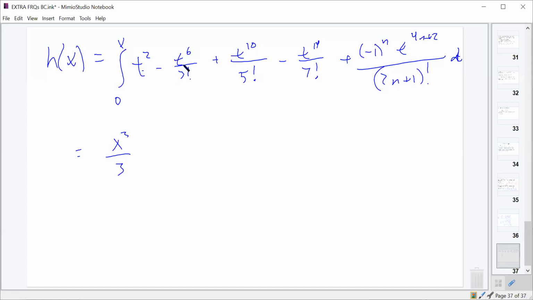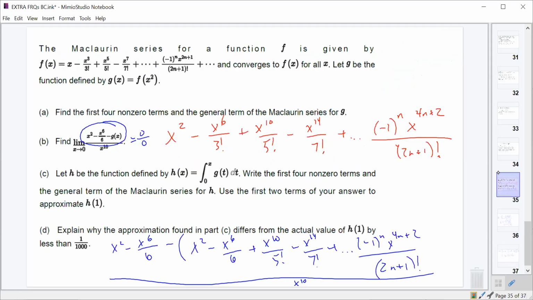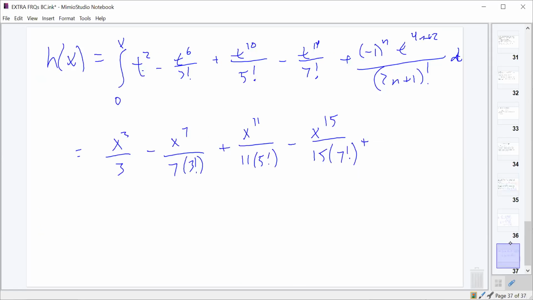And then that'll become minus x to the 7th over 7 times my 3 factorial. And then plus x to the 11th over 11 times my 5 factorial. And minus x to the 15th over 15 times my 7 factorial. And then my general term ought to stay as, that was n plus 1, I think, wasn't it? Or was it just n? No, it was just n. I don't know why I thought it was n plus 1.